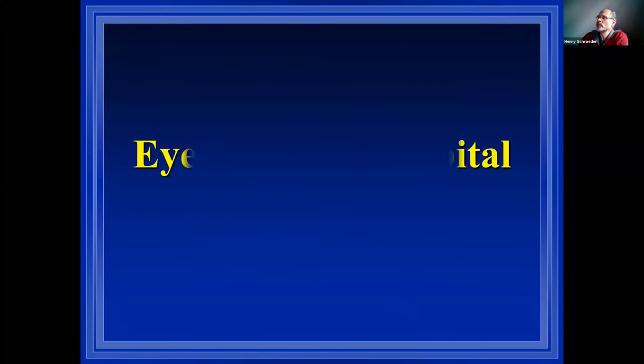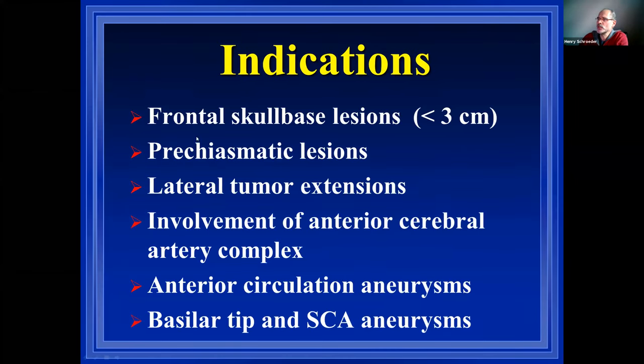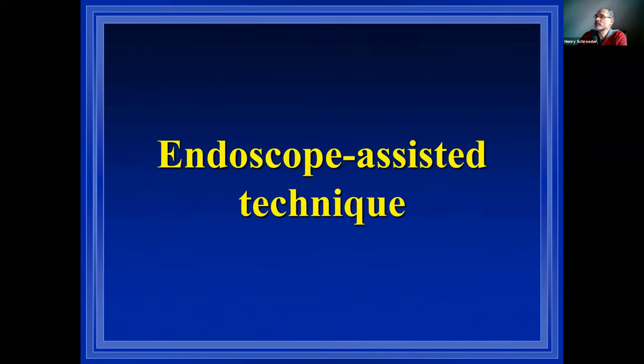So the eyebrow supraorbital approach has several indications. You can overlook the whole frontal skull base. We use it for smaller lesions, less than, let's say, 3 to 4 centimeters. It's ideal for pre-chiasmatic lesions. For craniopharyngiomas, it's not so good, because usually these craniopharyngiomas cause a prefixed chiasm. You can reach all lateral tumor extensions. You can deal with involvement of the anterior cerebral artery complex, and you can also use it for aneurysms of the anterior circulation and also for the basilar tip.